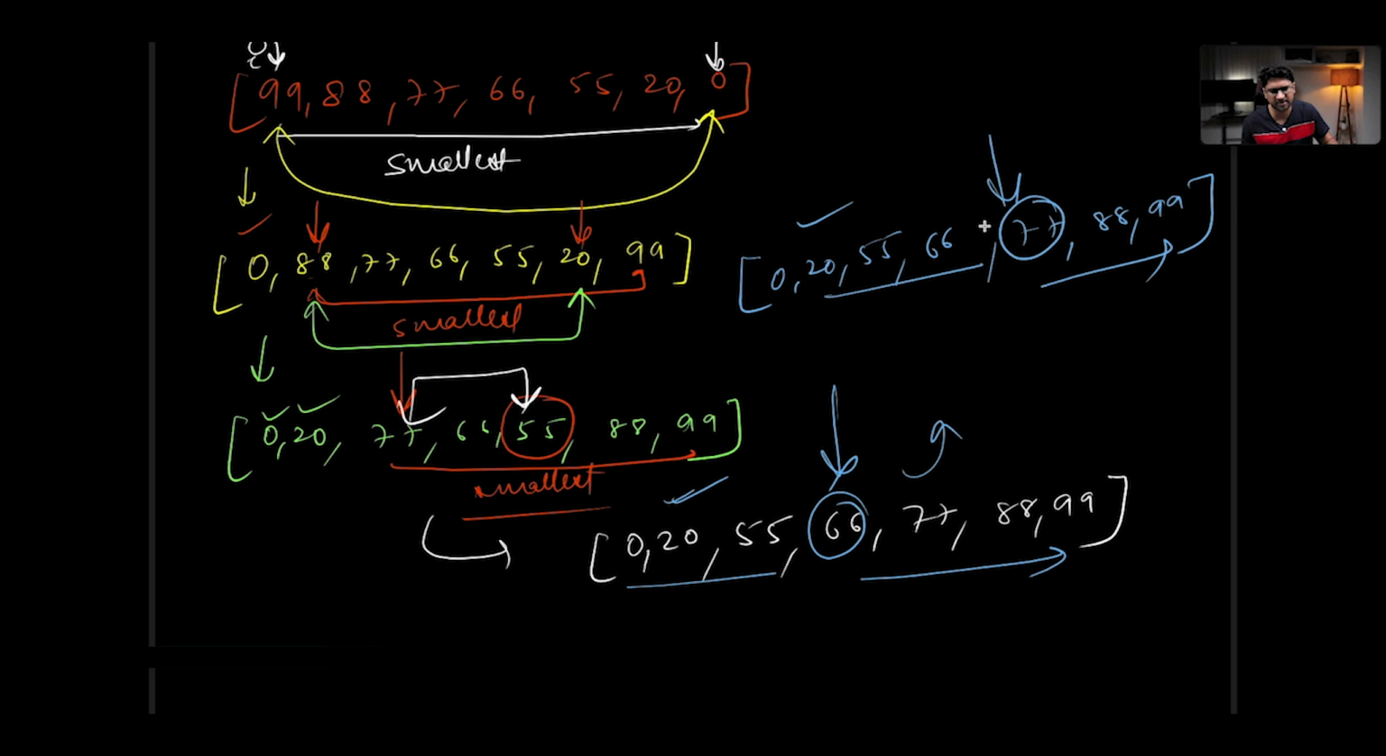This is the smallest element. I don't do anything. I again move on to the next. When I move to the next, it becomes 0, 20, 55, 66, 77. All of these are correct, and then 88 and then 99.